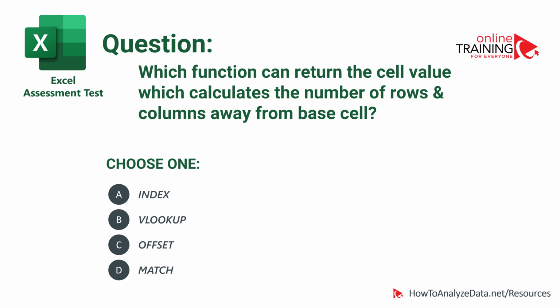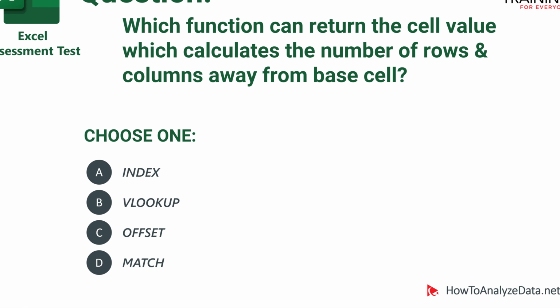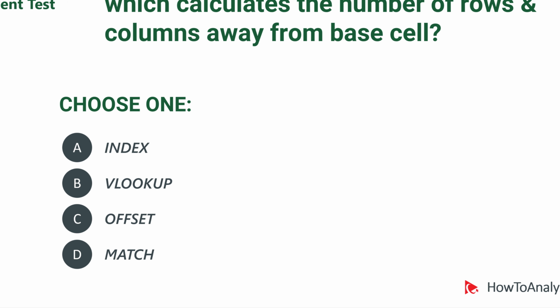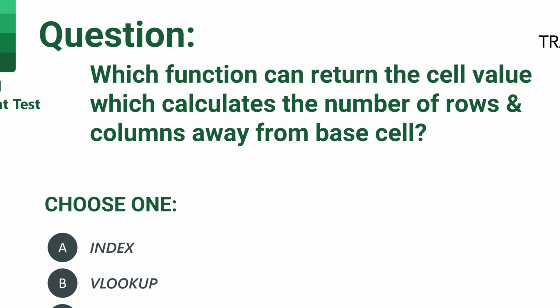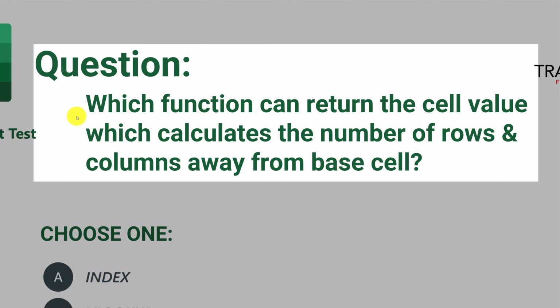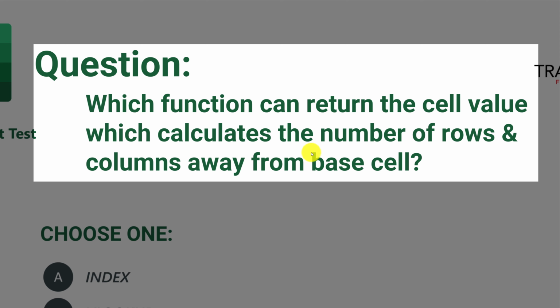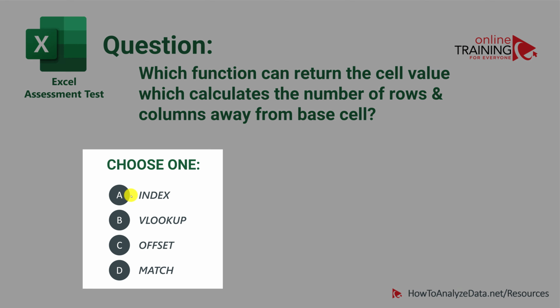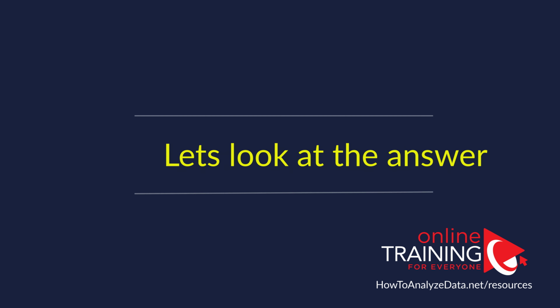It is very unlikely that you will get away on the test without having a question on the VLOOKUP function or its replacements, index and match, or a question that will test your knowledge of the offset function. So let's look at one of those questions that you might get. Which function can return the cell value which calculates the number of rows and columns away from a base cell? And you have four choices which sound familiar: index, VLOOKUP, offset, and match. Which one do you think is the right one?